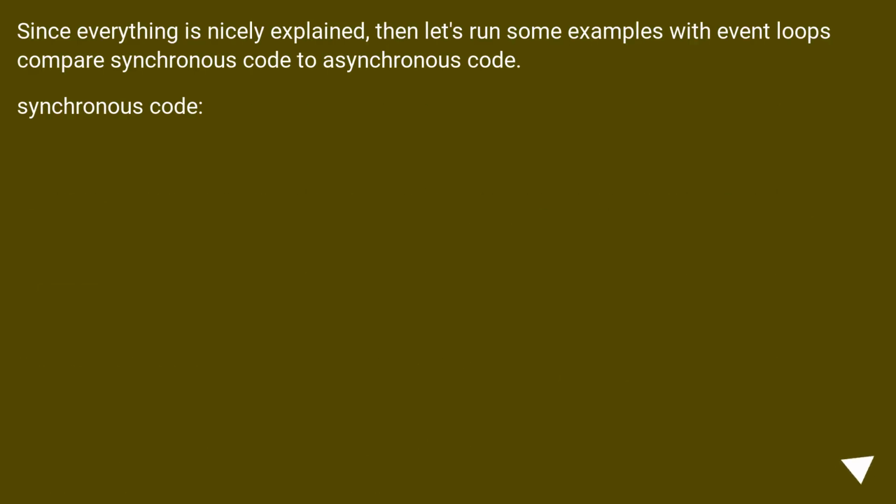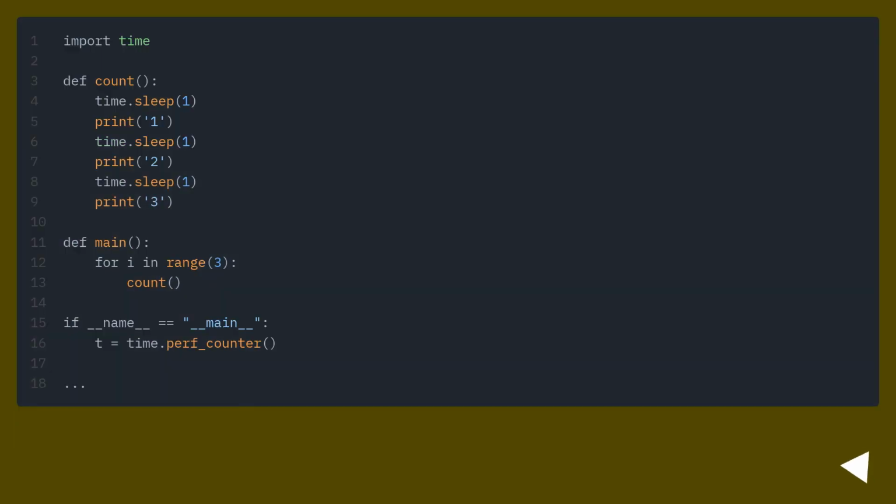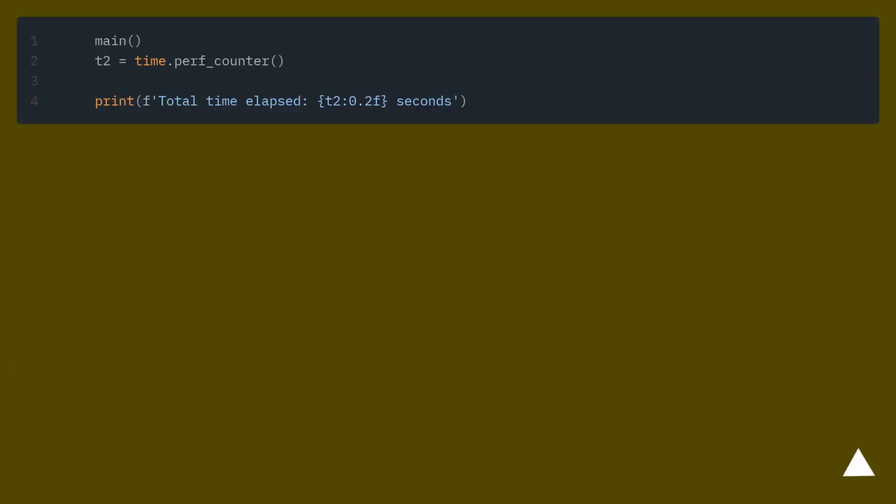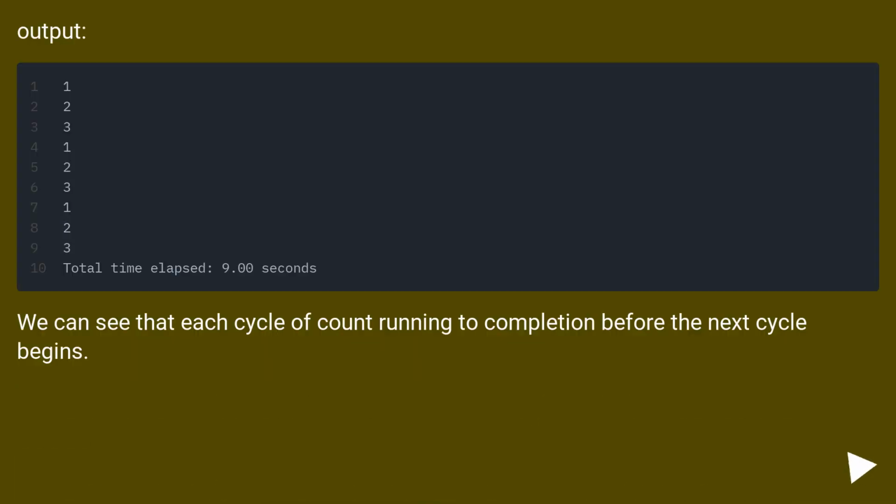Since everything is nicely explained, let's run some examples with event loops. Compare synchronous code to asynchronous code. Synchronous code. Output. We can see that each cycle of count runs to completion before the next cycle begins.